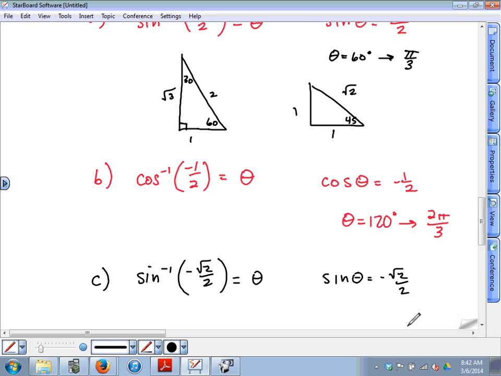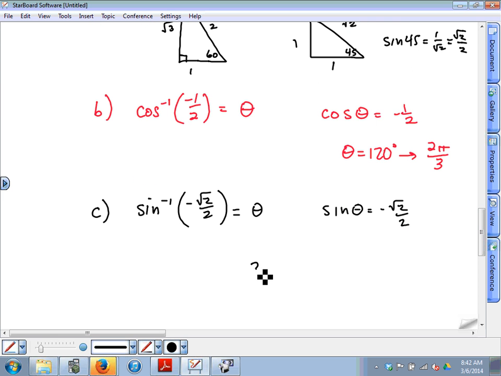Now, this was a little bit of a tricky one. You got to think which one of these special angles, 30 degrees, 60 degrees, or 45, would give you a ratio of square root of 2 over 2. 45. It's the 45, 45, 90. Why is that? Well, the sine of 45 is 1 over the square root of 2, which is square root of 2 over 2. But 45 degrees is in the first quadrant. What would be the corresponding angle in the fourth quadrant? Now, you are correct. 315.